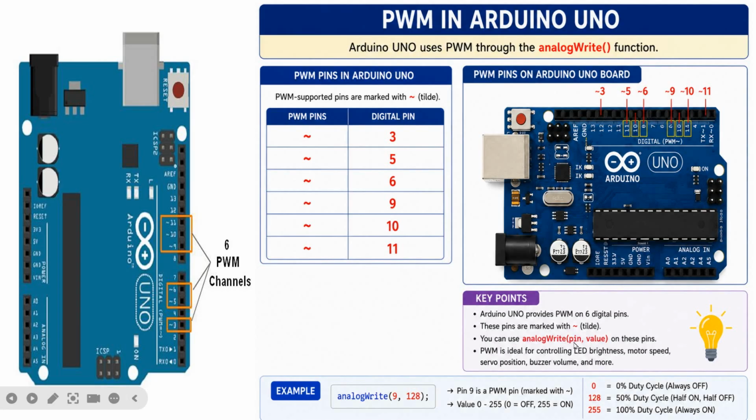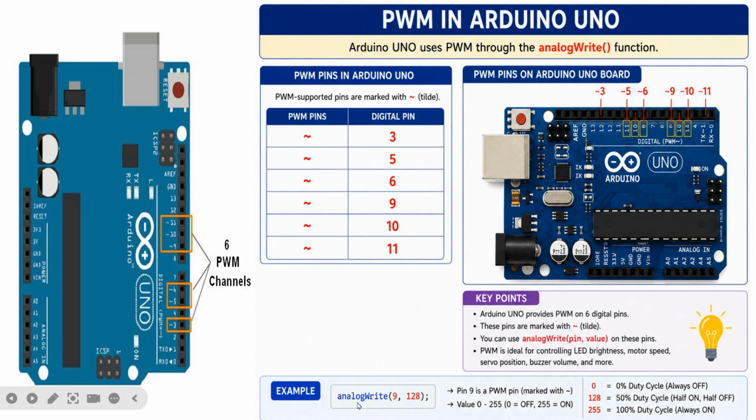And you can use analogWrite(pin, value) on these pins. Whenever you are using this, you can write analogWrite pin comma value here. And PWM is ideal for controlling LED brightness, motor speed, servo position, and buzzer volume, as you have seen in the previous slides.